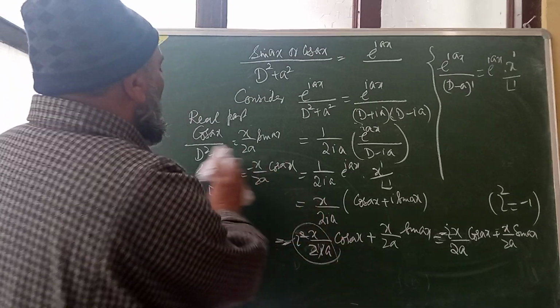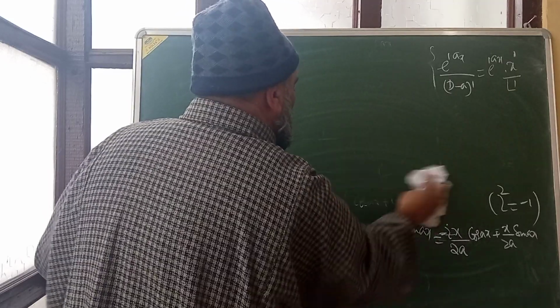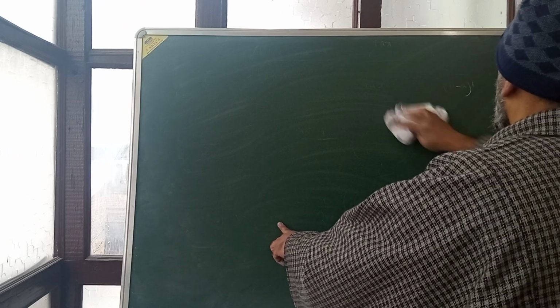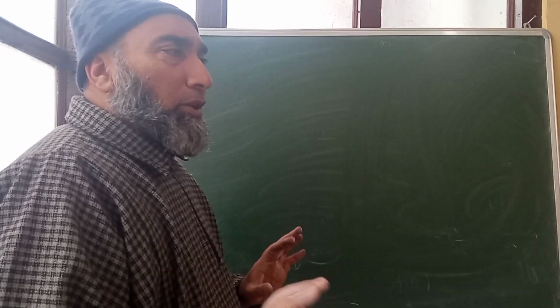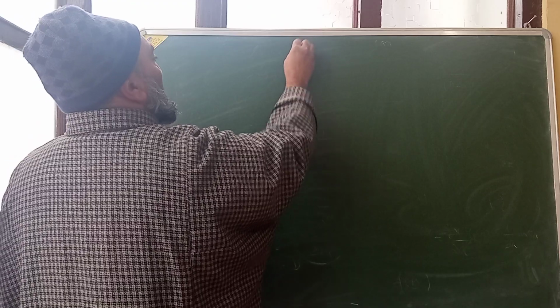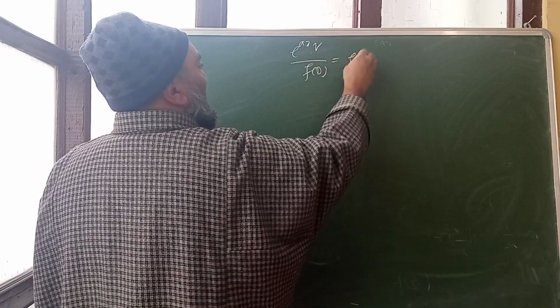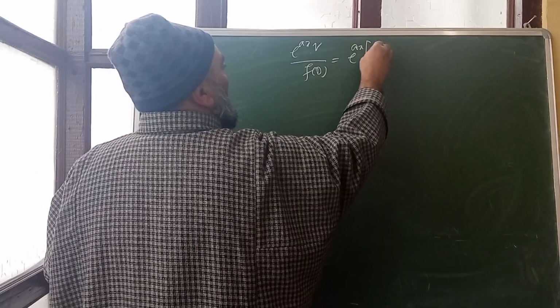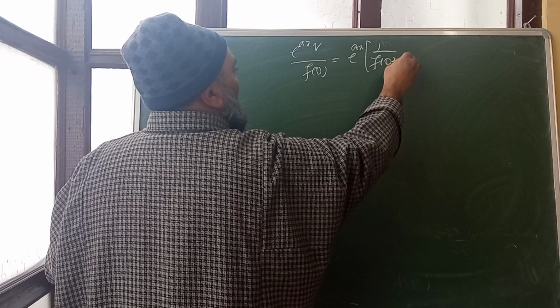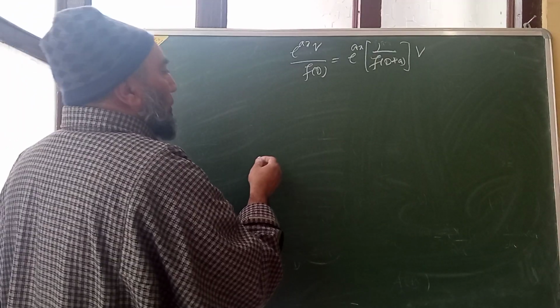Now third one. A polynomial. I don't have to explain anything regarding polynomial. Now fourth one is important. If you have e to the power ax into v and f d, then what is being done? It is e raised to power ax, replacing d by d plus a and operating on the rest of the function, which is v. You see why it is being done.